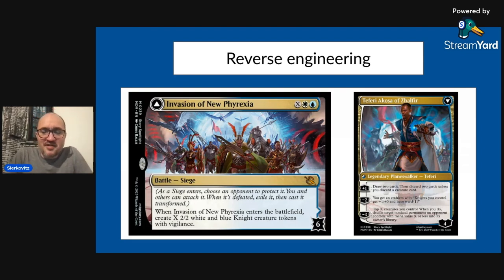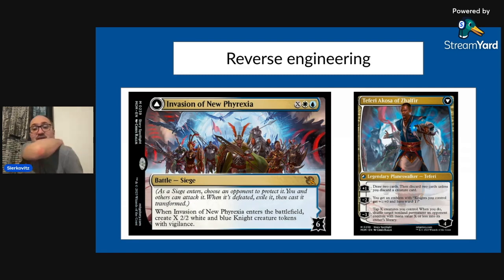So if you protect the Teferi sufficiently, you can -2 twice, and you get permanent emblems where every knight you control will get +2/+0 and will have ward 1. So your Invasion of New Phyrexia white and blue knight creature tokens will be not 2/2s but 4/2s.